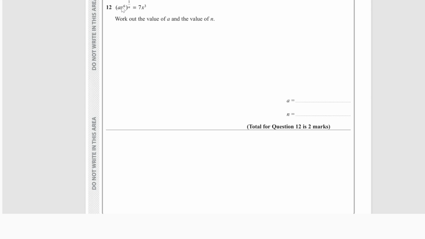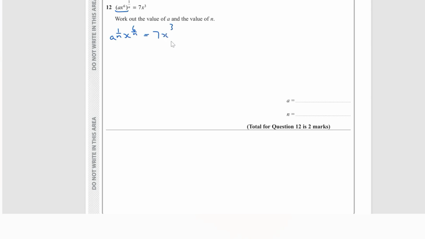Okay, so for this question, we've got ax to the power of 6 raised to the power of 1 over n, which equals 7x to the power of 3. Work out the value of a and the value of n. Now, first of all, if we're raising something to a power, we need to apply this power to everything inside. So if we work this out, this will give us a to the power of 1 over n, x to the power of 6 multiplied by 1 over n, which is 6 over n, because we're raising one power to another, equals 7x to the power of 3.